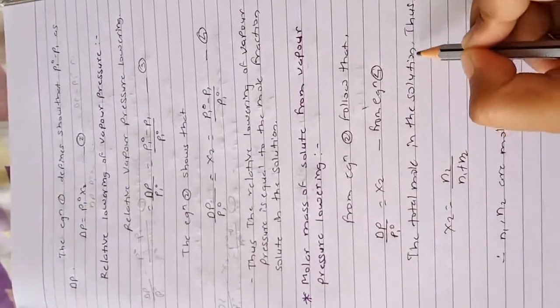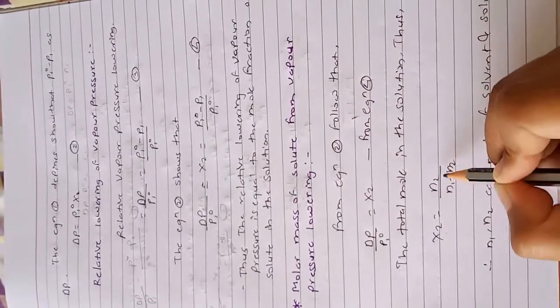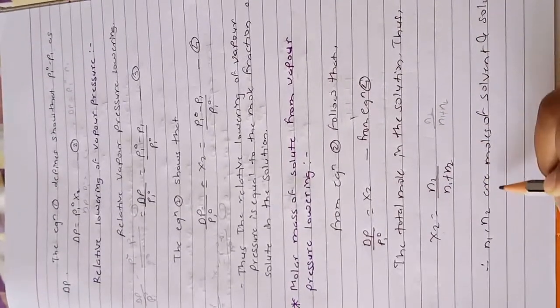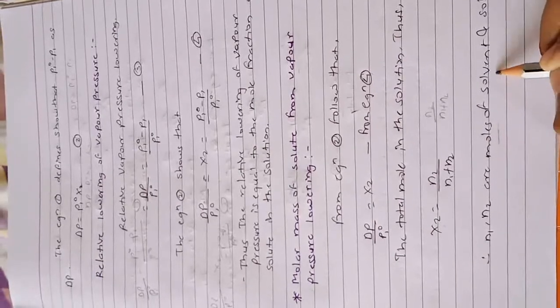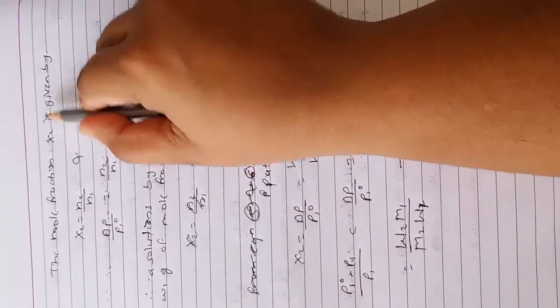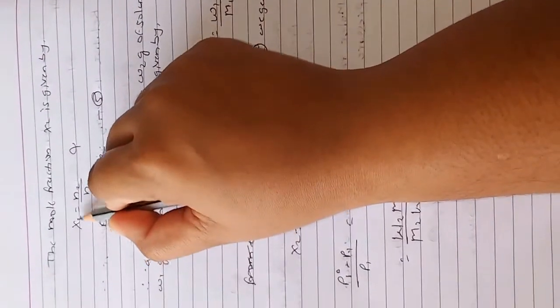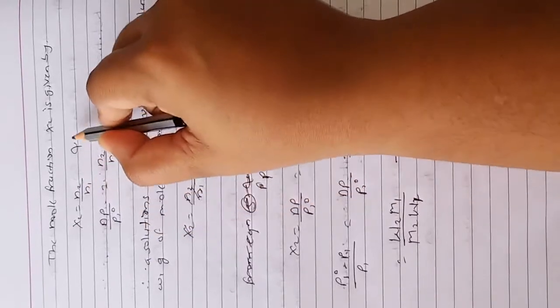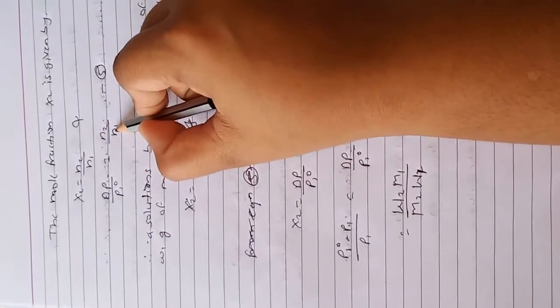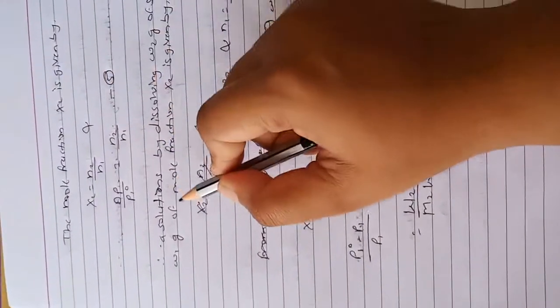From the total moles in solution, X2 equal to N2 upon N1 plus N2, where N1 and N2 are the moles of solvent and solute. For a dilute solution, the mole fraction X2 is given by X2 equal to N2 upon N1, and ΔP upon P1⁰ equal to N2 upon N1, equation 5.